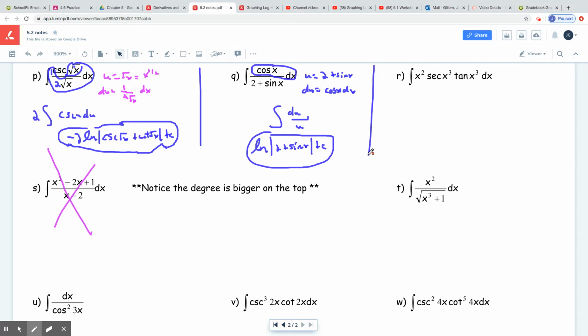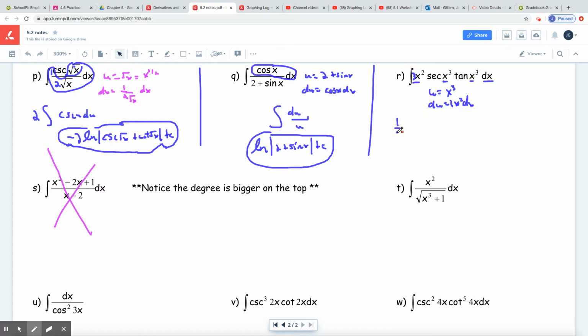All right. For r, what do you think we are going to make our u? Well, what you should have said is that you have 2 trig functions. They have the same power, so it's whatever comes after it. There's no fraction here at all, so you just make u x cubed. Du is 3x squared dx. I need to add a 3 in there. There's my 3x squared, there's my dx, there's my du.